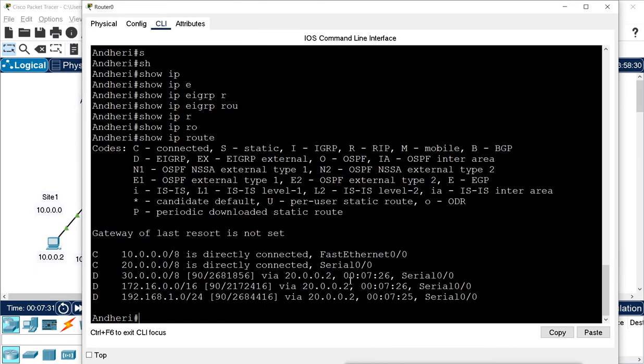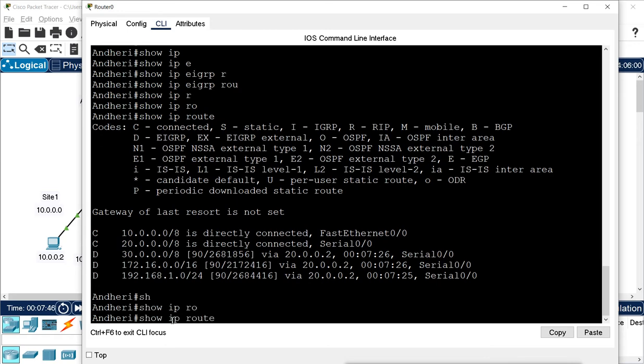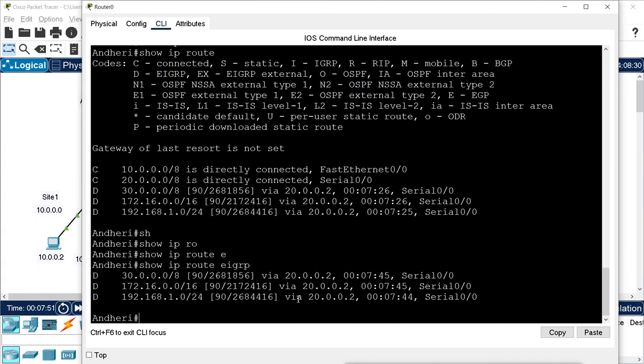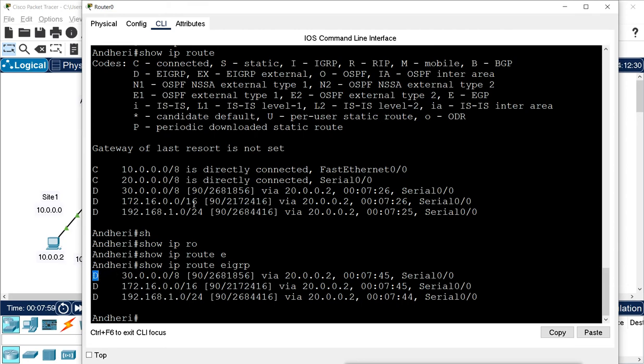Then to see, show IP route will show you the whole routing table. It includes all the networks, like if you have another routing protocol configured on the router, it shows all those networks also, which are coming from the other routing protocol. But if you want to see only the EIGRP routes, then we can give the show IP route EIGRP command, and it shows only the networks which are identified by EIGRP. You can see the D here, and D means it is EIGRP.